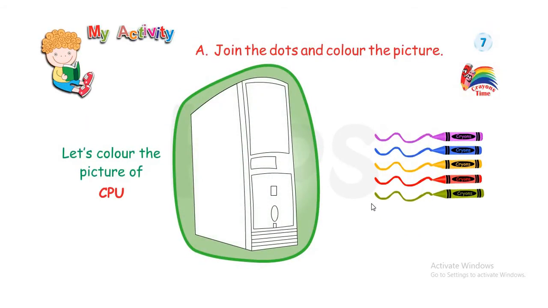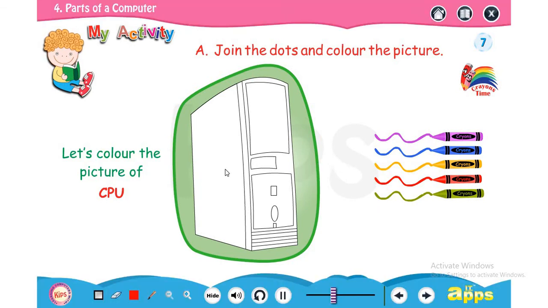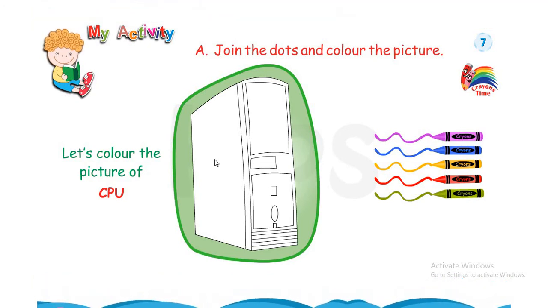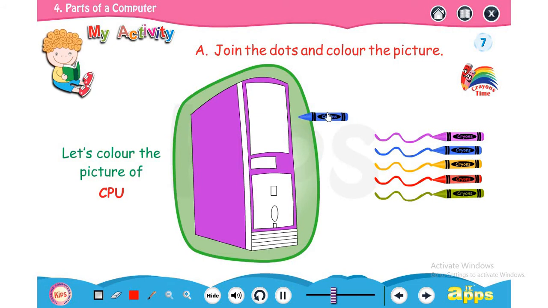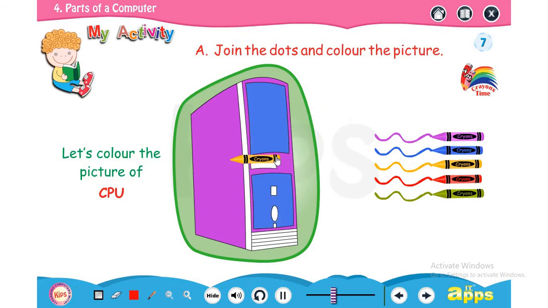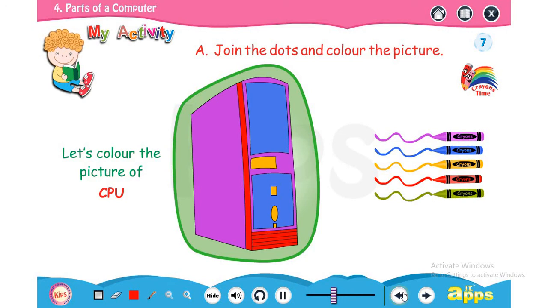Join the dots and color the picture. So in your book, page number 24, the same activity is there. You also color this CPU with different colors, but you also have to join the dots. Okay, when you complete joining the dots, then use crayons and color it like this. You can use any color; those colors are available here. I am using that color. Okay, in the same way you have to do this.